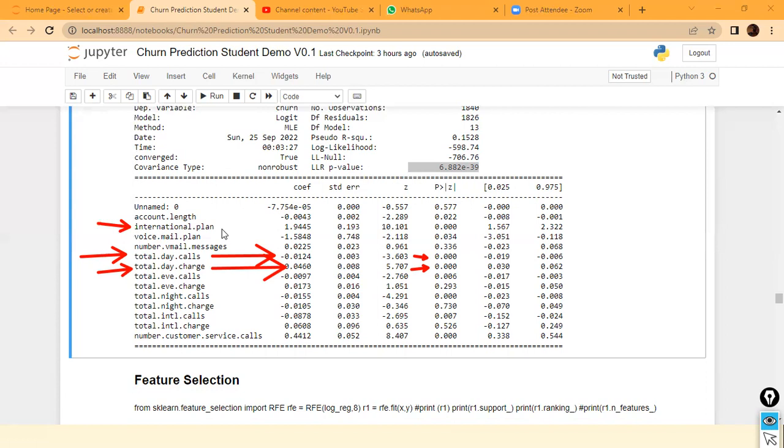So instead, we need to interpret it this way. Compared to a customer with no international plan, a customer with an international plan has 1.9445 log odds of churn, holding all other variables constant. Similarly, in the case of voicemail plan, compared to a customer with no voicemail plan, a customer with a voicemail plan has negative 1.58 log odds of churn, holding other variables constant. This is how we need to interpret it.